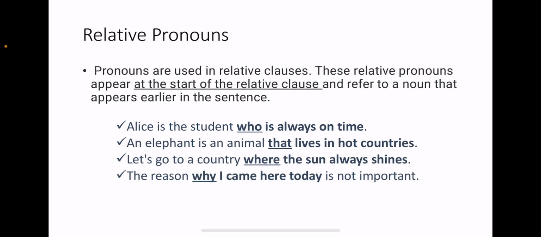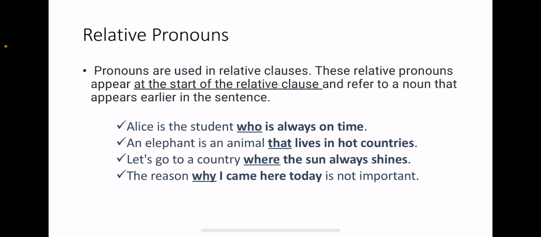So they connect. For example, Alice is the student who is always on time. Subject, Alice, the student. Who, the relative pronoun. Always on time, the relative clause or the description. An elephant is an animal that lives in hot countries. Same order, same parts, same idea of using a relative pronoun with a relative clause. Let's go to a country where the sun always shines. And the reason why I came here today is not important.